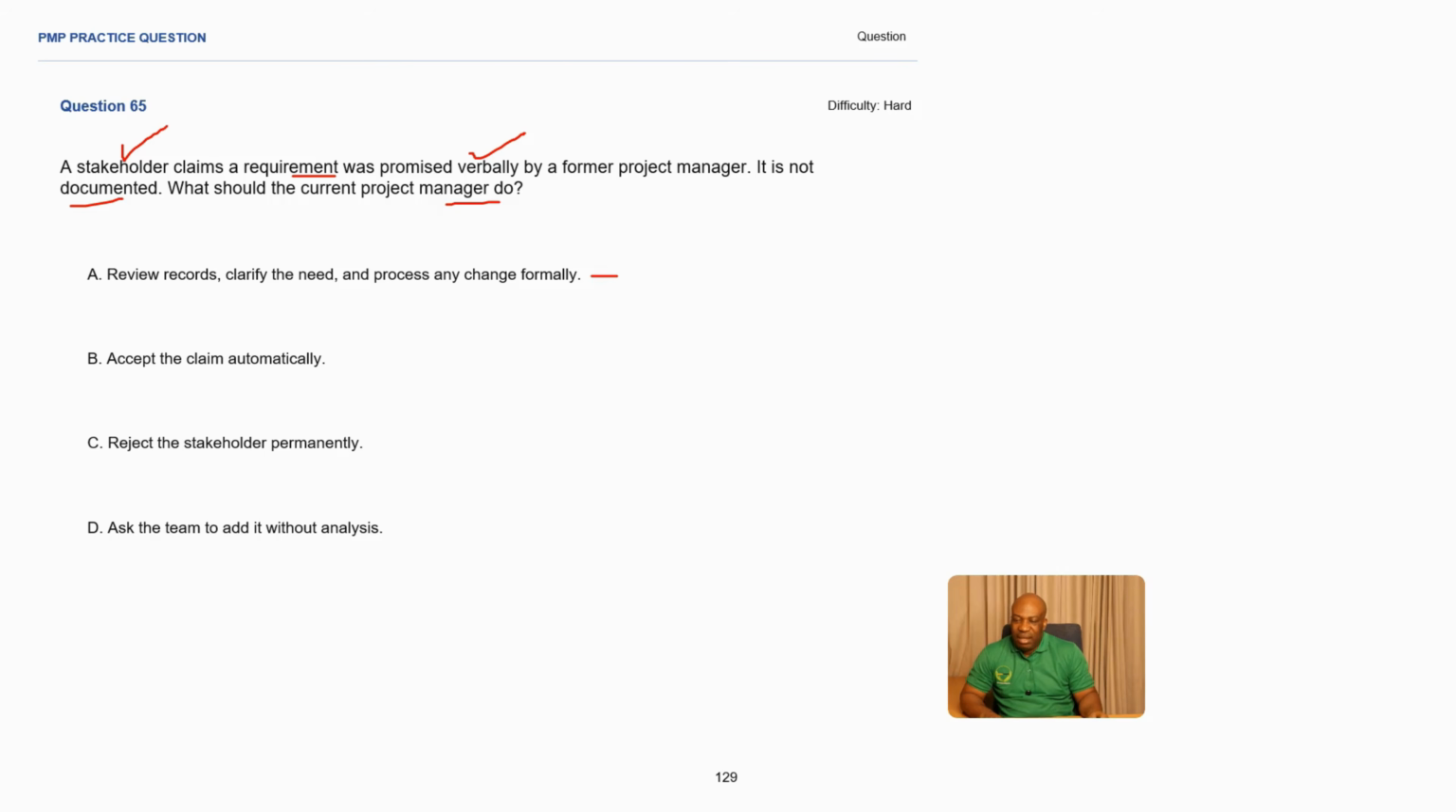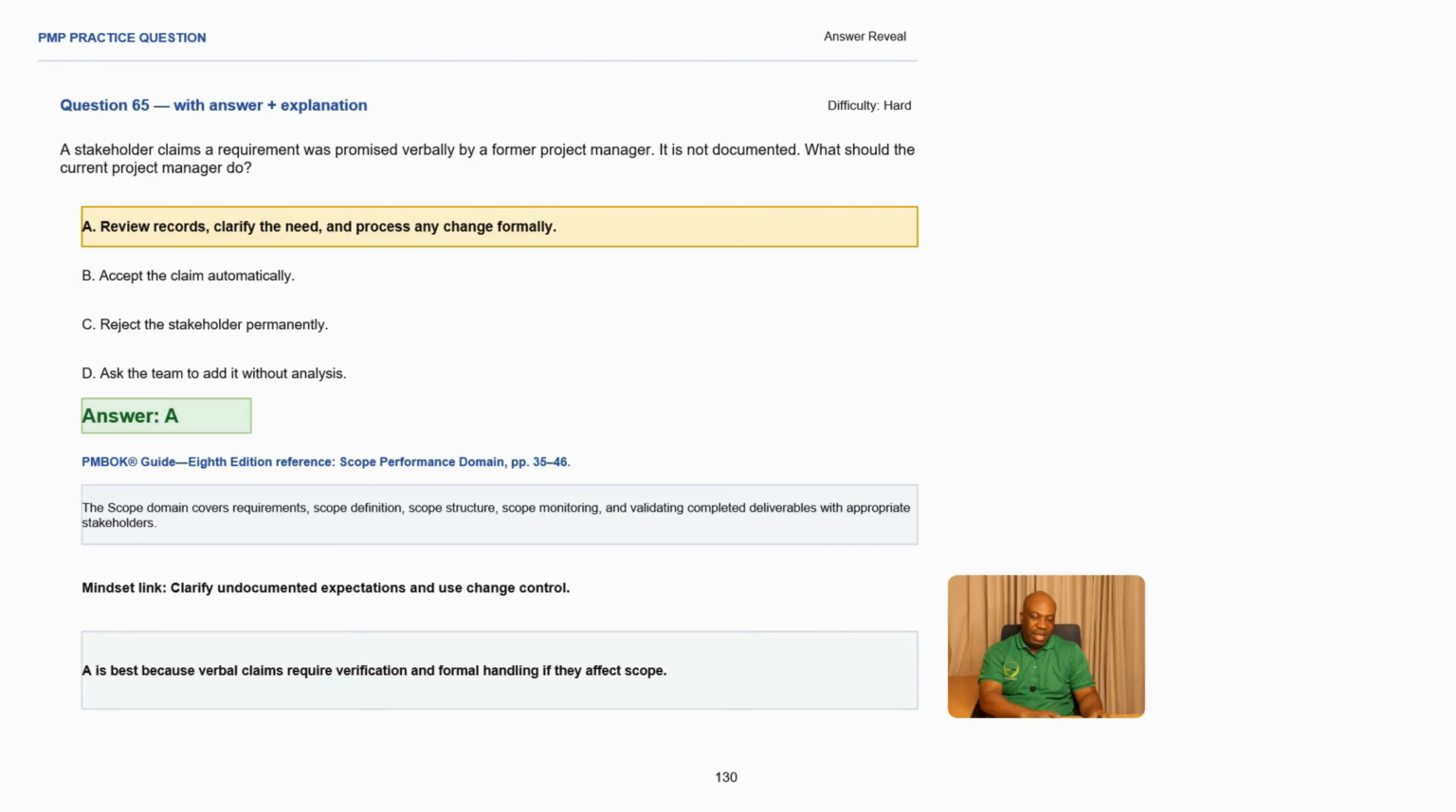B, accept the claim automatically. You don't just go into accepting without understanding the historical part of it, without understanding what exactly the stakeholder is expecting, making this one an incorrect answer. C, reject stakeholder permanently. You don't reject stakeholders in a project environment. So I don't know why someone would choose an answer like this one. It's incorrect. Then D, ask the team to edit without analysis. You don't just jump into action. You need to analyze and understand, making A the best answer in this scenario.